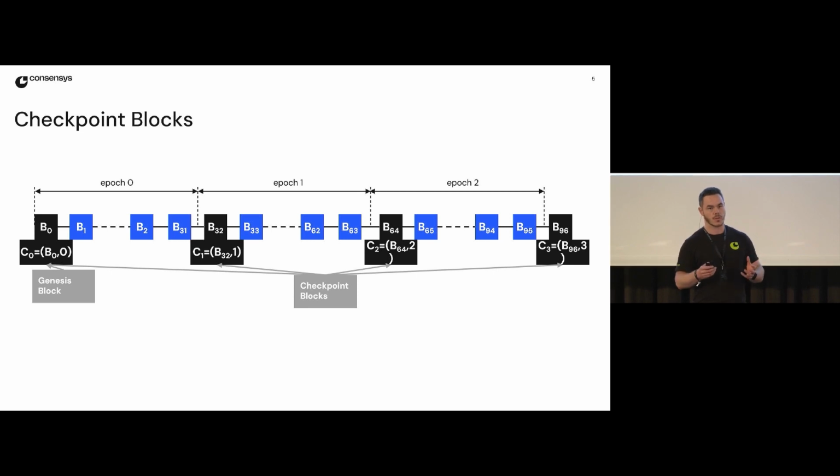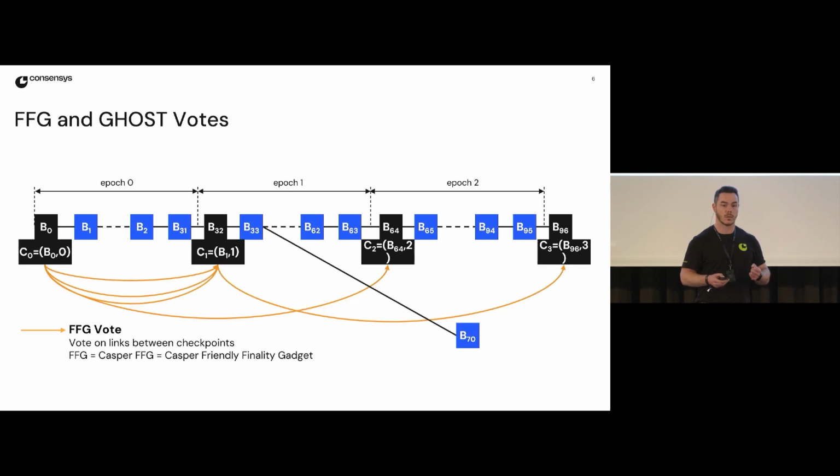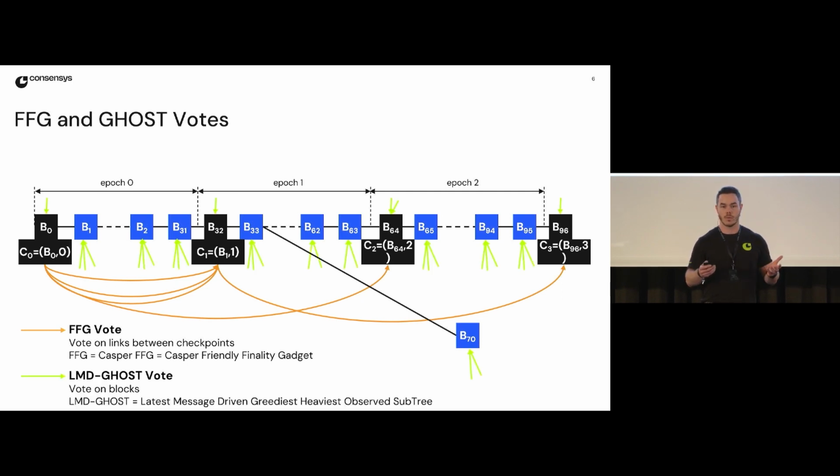Now, a checkpoint is actually a pair of a checkpoint block and the epoch where that block is. So for example, checkpoint 0 is a pair of block 0 and epoch 0. Checkpoint 1 is the pair of block 32 and epoch 1. And checkpoints are fundamental to how validators vote. Ethereum validators cast two types of votes. One is what is called an FFG vote, which is what we are most concerned about today. FFG votes are votes from a source checkpoint to a target checkpoint. The other type of vote is what is called an LMD GHOST vote, and these are votes for a block.